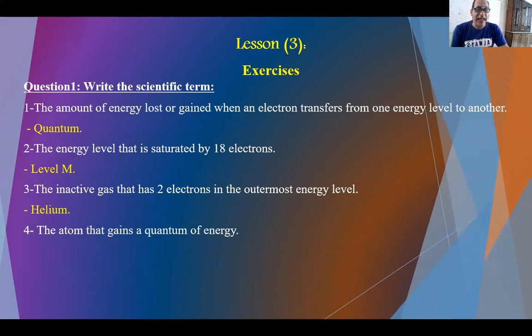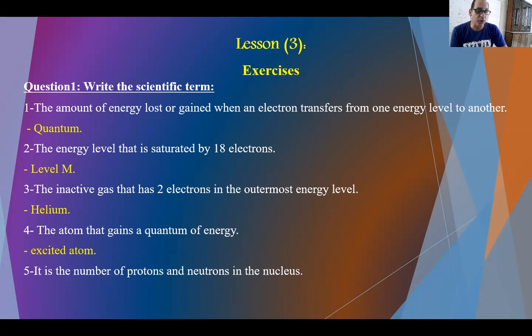The atom that gains quantum energy is called what? It's transferred from the ground state to another state, which is the excited atom. But if it loses this quantum energy, it's going to be the ground state atom. The number of protons and neutrons in the nucleus: if we have in the nucleus the number of protons only, it means atomic number. Protons and neutrons together are called the mass number.